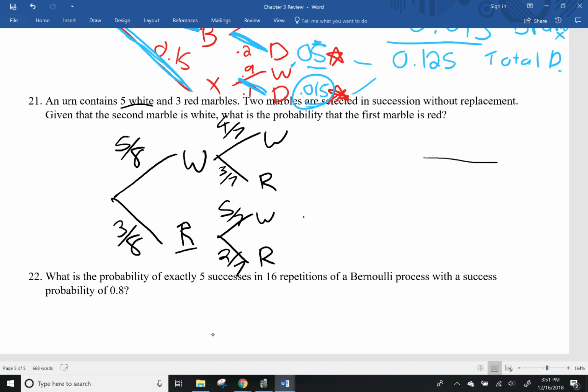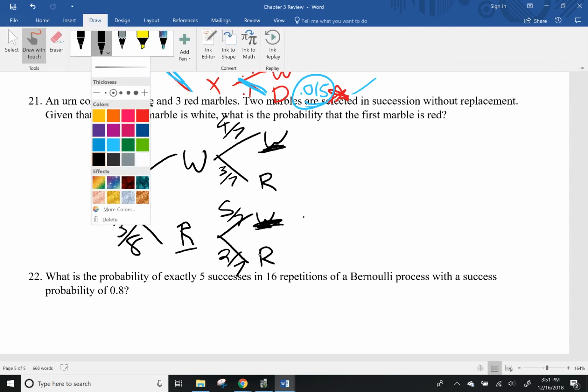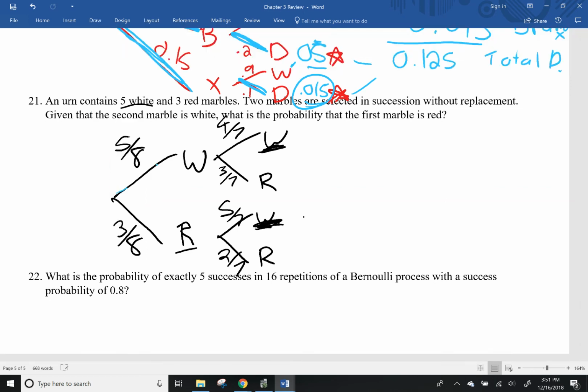Just to hopefully make the probabilities a little more clear. So now let's answer the question. That just fills out my tree diagram as far as the probabilities go. But given that the second marble is white, so I'm told that I've picked a second white marble, I want to find these branches. So that would be this branch, 5/8 times 4/7.